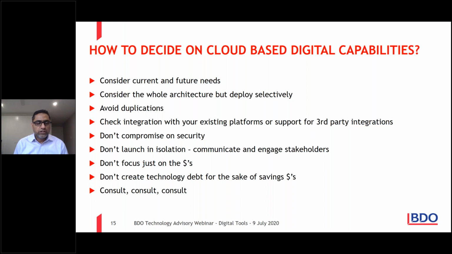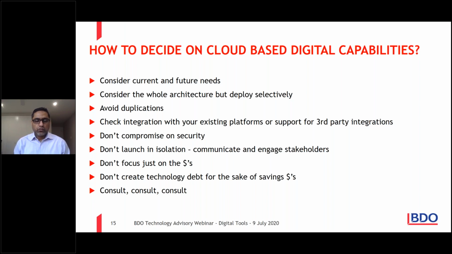The second one is don't launch it in isolation. While it could be a digital capability where it can be managed by the IT teams, our strong recommendation has always been don't launch it in isolation. Always keep it along with the business, communicate and engage their stakeholders. End of the day, the process ownership will be with the business. So the more collaboration it can have with the business as you're going through the digital capability deliberation, I think the better it's going to be adopted and the chances of success.